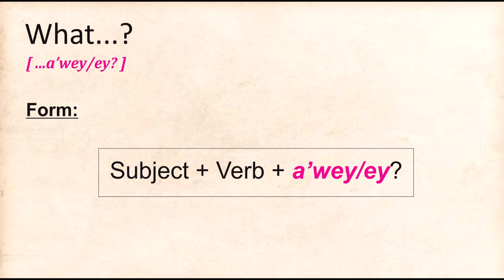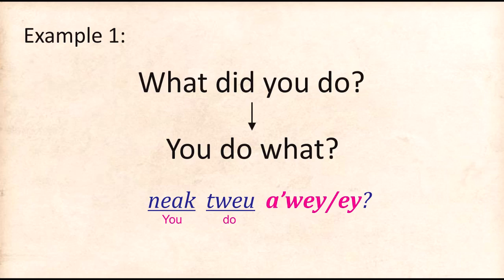Okay, in this lesson, I have some examples for you. So now please start from example number 1. Example number 1, you say, "What did you do?" I use this sentence in the past because I use "did" as an auxiliary verb. But when you change into Khmer, we don't care. You see, I write, "You do what?" You see, we use "what" at the end.